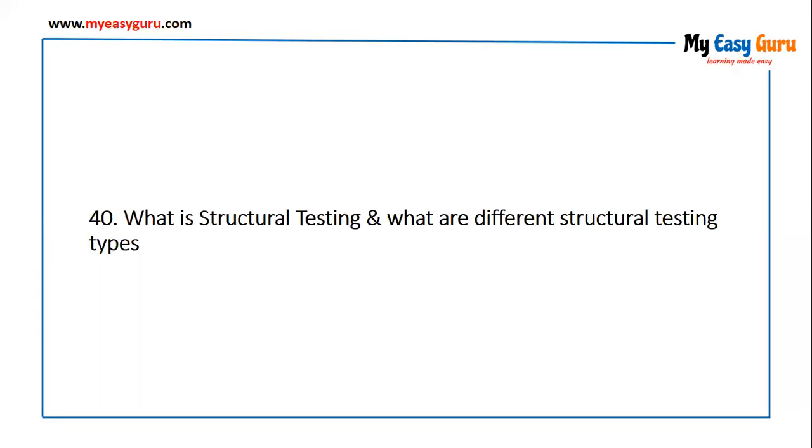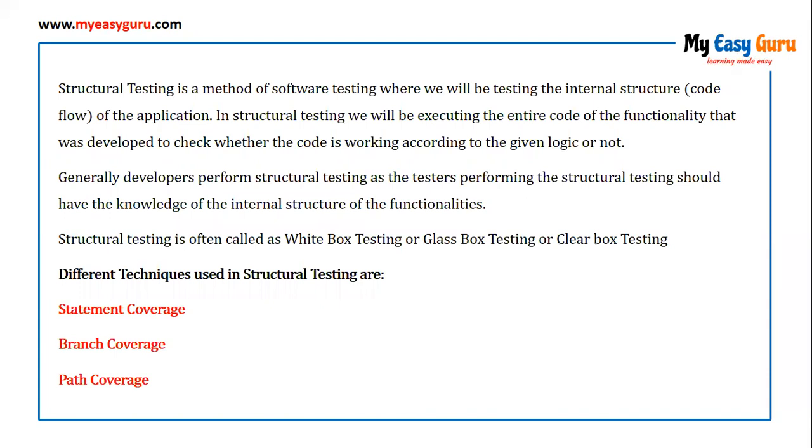Now let's see the next question. What is structural testing and what are the different types of structural testing? Structural testing is a method of software testing where we test the internal structure or code flow of the application. In structural testing, we execute the entire code of the functionality that was developed to check whether the code is working according to the given logic or not.